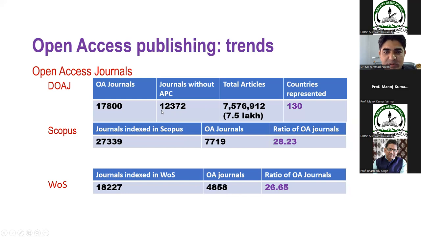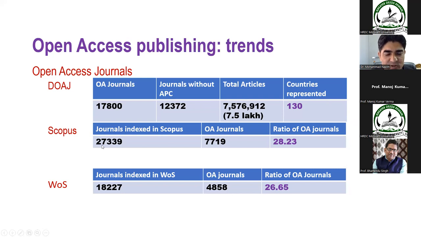Out of these, around 12,000 open access journals do not charge article processing charges. This is a very important thing that we need to understand. For authors belonging to India and other developing countries, we have the option that without paying, we can publish in an open access journal. There is no restriction for us. More than 7.5 lakh articles are published in these journals, and these around 18,000 journals are published by around 130 countries in the world.